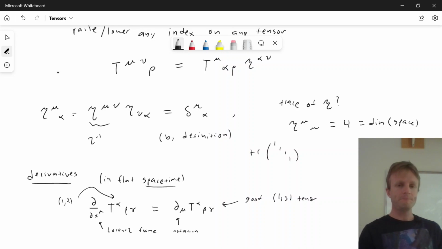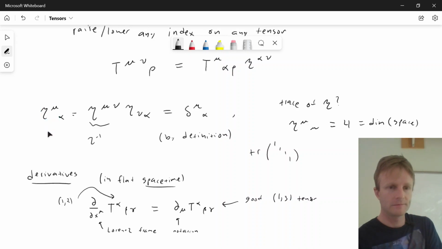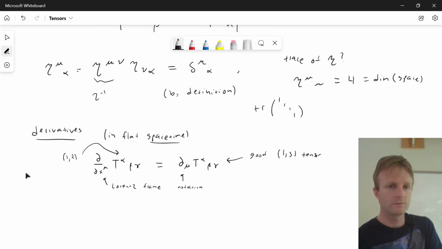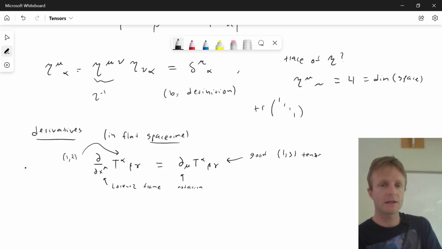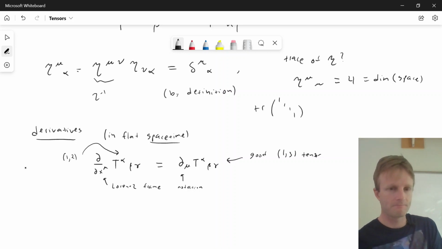Are we going to prove that d by dx super mu transforms like a 0, 1 tensor, and d by dx sub mu transforms like a 1, 0 tensor? I'm not going to define a raised index d by dx. I might every once in a while write it, but it's not very helpful. Derivative is naturally a down index object, much like the gradient, which I argued was a 1 form. The gradient of a function we said was a 1 form because you don't need the metric to answer questions with it.